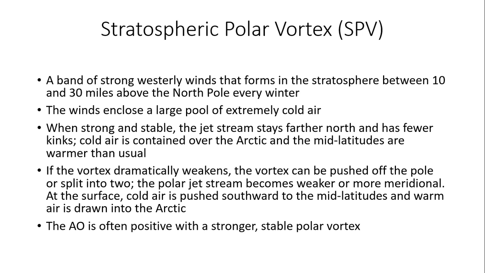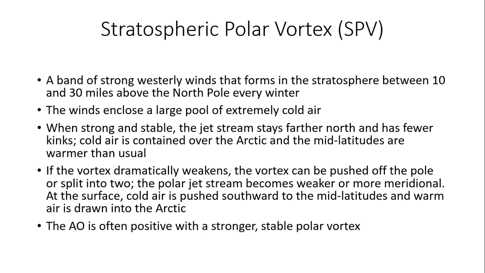Now, if that polar vortex dramatically weakens, which we've seen an increased frequency of recently, the vortex can be pushed off the pole when it weakens, or it can even split into these lobes, into multiple pieces, 2 to 3 pieces. Now, the polar jet stream, there's going to be a response. It becomes weaker, and as that polar front jet stream becomes weaker, it becomes wavier or more meridional. So we have larger exchanges of heat and cold temperatures between the low and high latitudes when this vortex weakens and this jet stream takes on that type of meridional configuration.